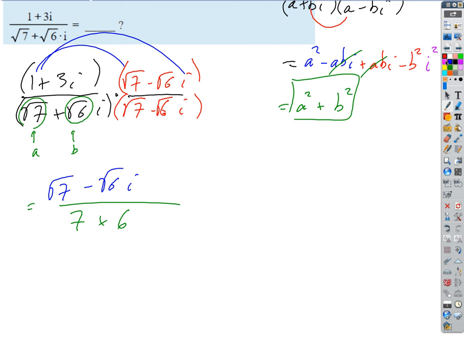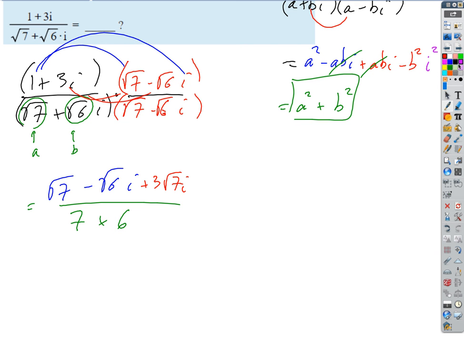If I distribute the 3i, what's that going to give me? What's 3i times the square root of 7? The i is just, I know I'm going to get something i, right? What's 3 times the square root of 7? Exactly that, 3 times the square root of 7. Right? Okay, 3i times negative radical 6i.